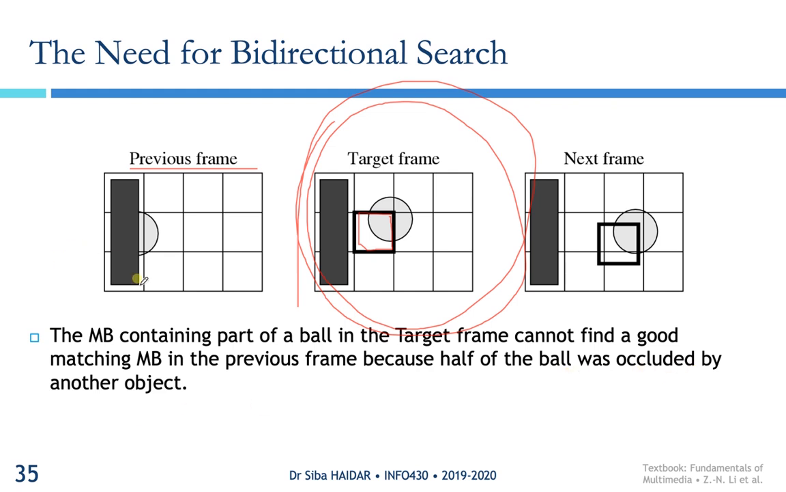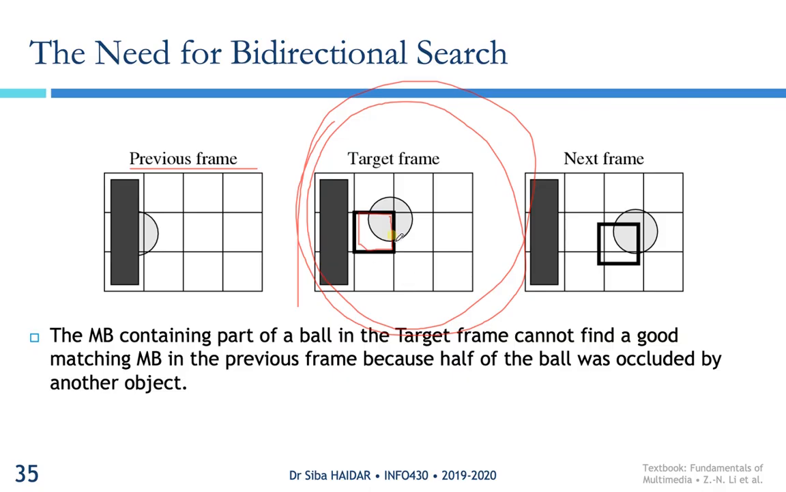So, how do I code this macro block? In H.261, remember we said if we don't find an appropriate macro block, we will code it as if it were an independent intra-frame macro block, as if it were a macro block from a JPEG photo.